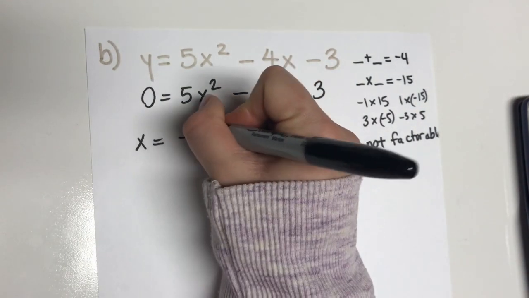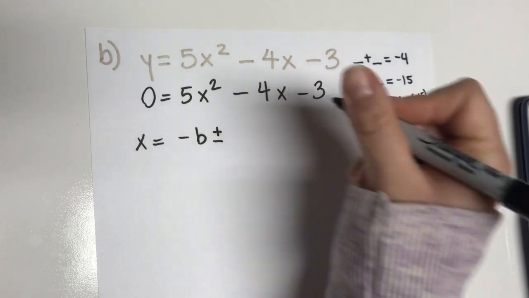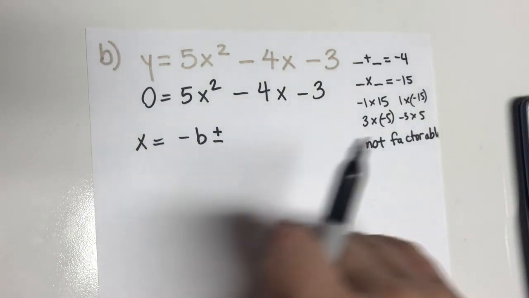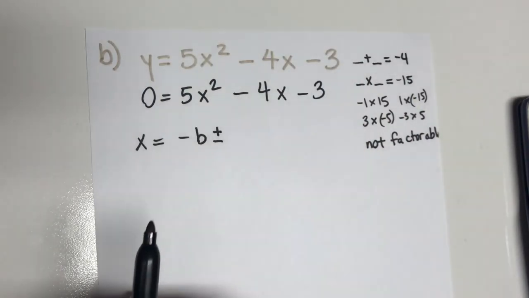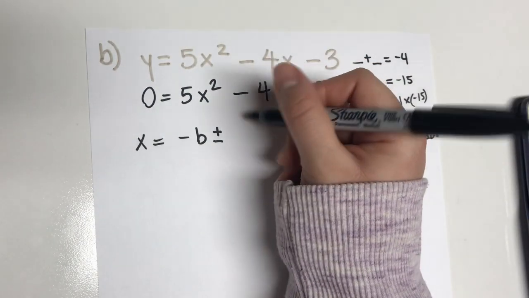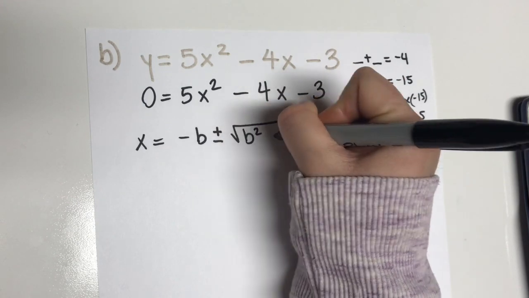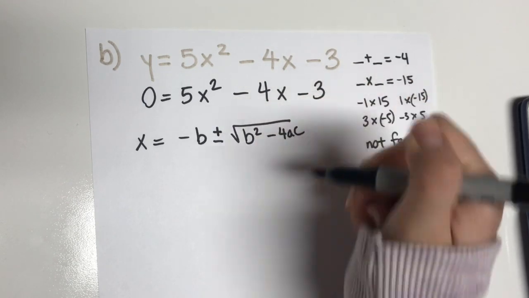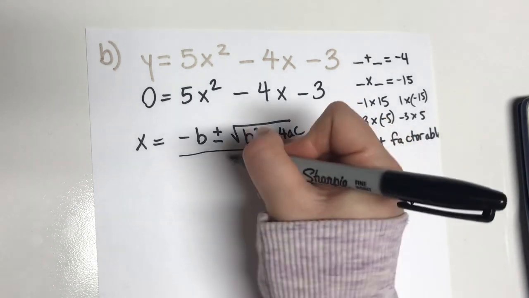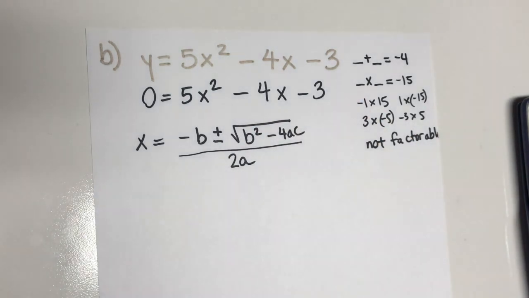But negative b plus or minus, so one answer is going to be plus, the other one's going to be minus, the square root of b squared minus 4ac over 2a. And I'm going to substitute these values.